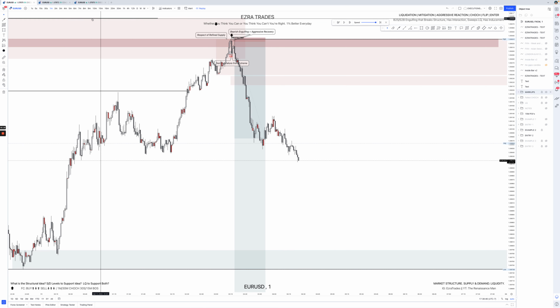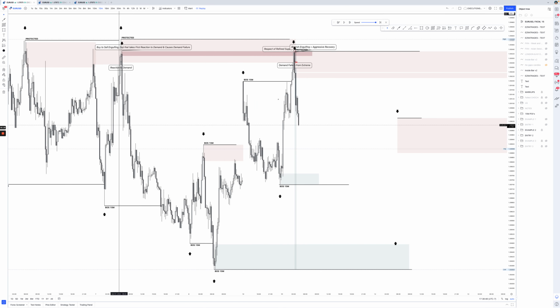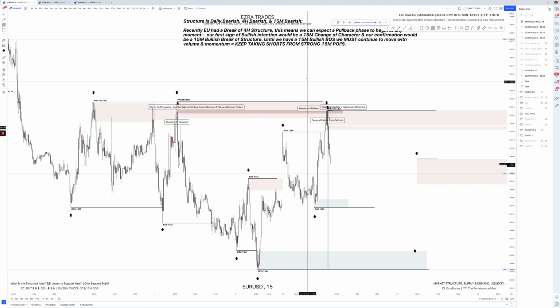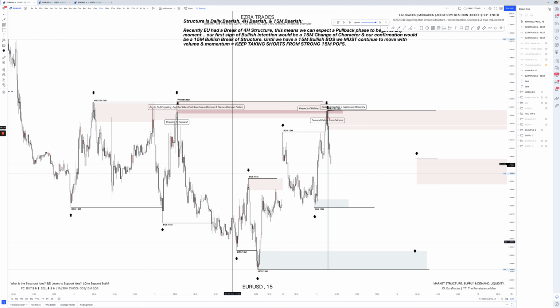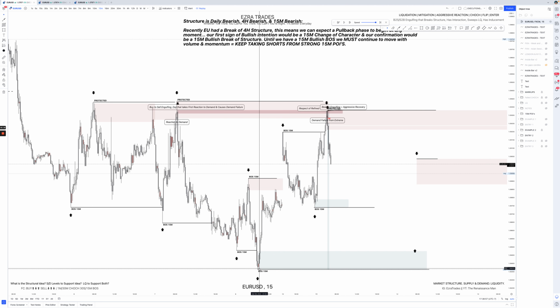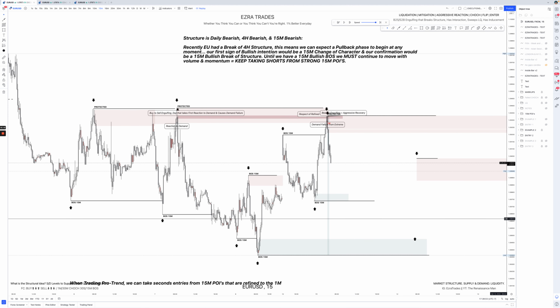So let's look at the 15-minute. This is the point of interest we're trading away from. We know that we've broken structure here. 1, 2. This is our target because what? The daily is bearish, the 4 hour is bearish. We need to continue breaking 15-minute structure.